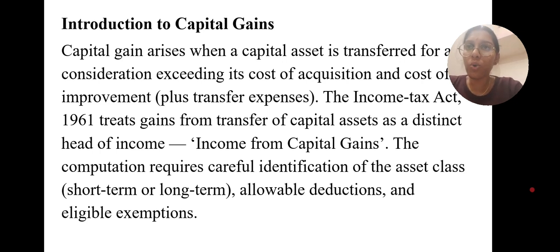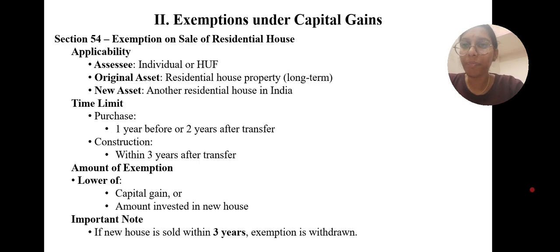Usually there are two types of capital gain: long term and short term capital gain. The treatment of capital gain is different based on the holding period. Now let's move on to exemptions under capital gains.